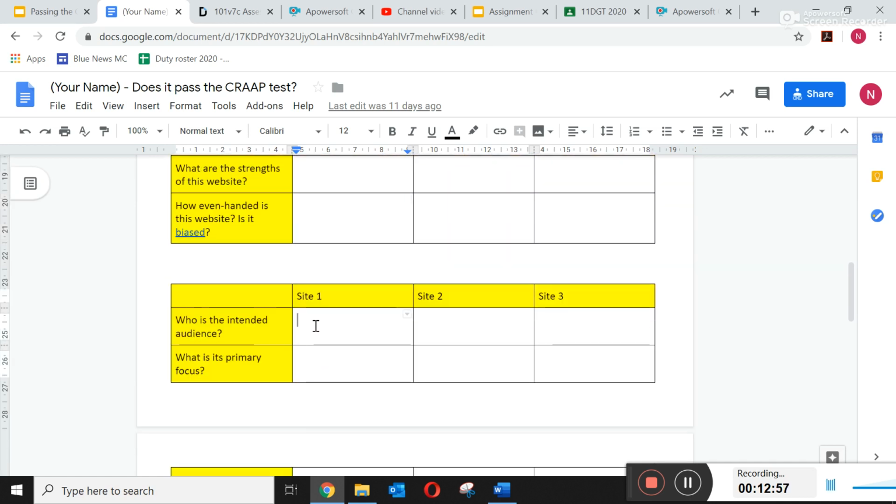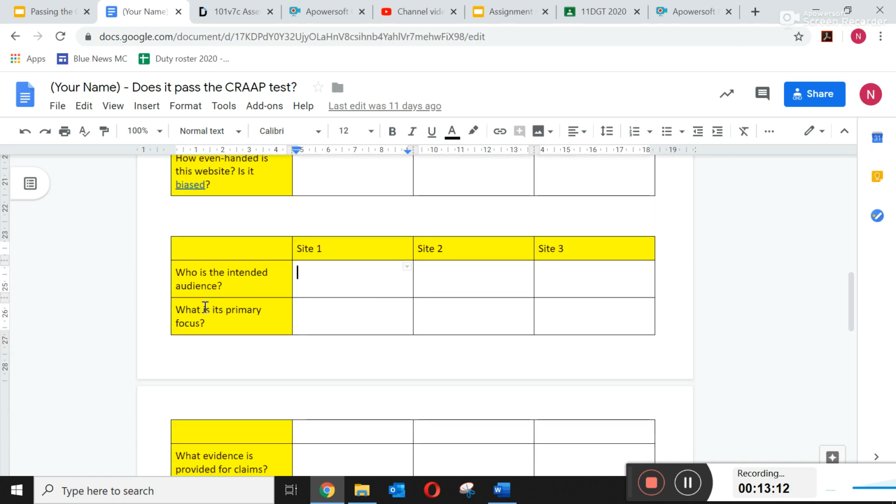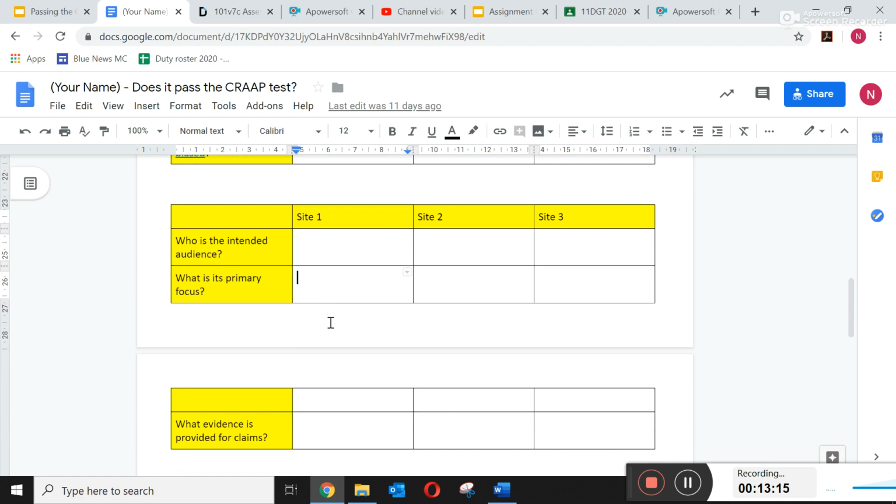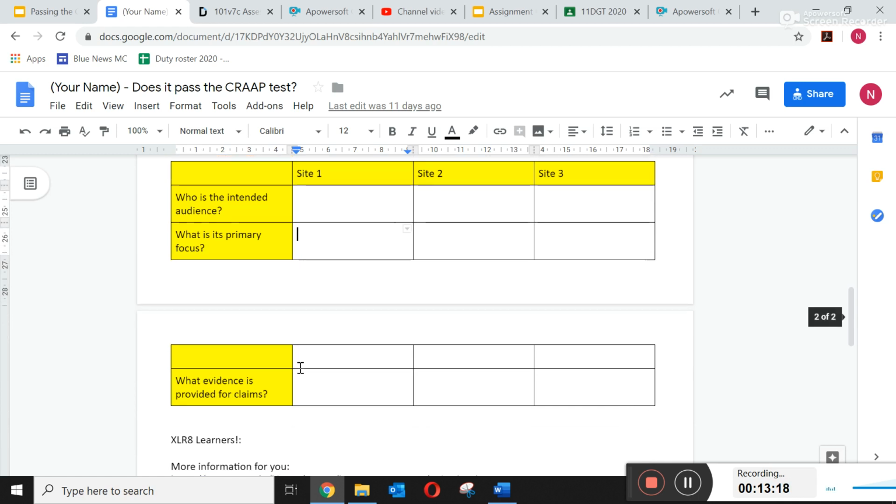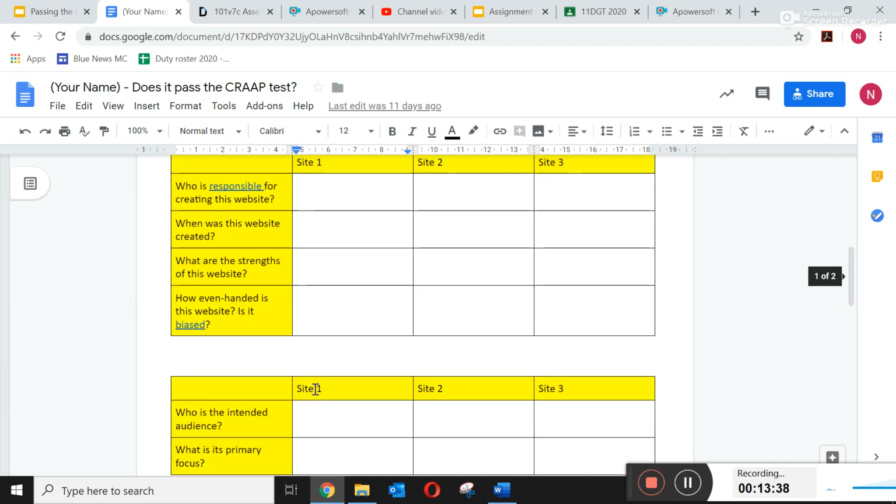Who is the intended audience? Age groups. Is it for 3 to 5 year olds like Dora the Explorer? Is it R16? Is it R18? Is it for people who love technology? Is it for people who love animals? That kind of thing. What is its primary focus? Is it trying to inform you, educate you, entertain you? And what evidence is provided for claims? Did they talk to a professor? What did the professor say? What was their study that they used? If not, what else? What evidence did they have? Do they have a reporter there? They actually saw what was happening. How do they actually back up what they're trying to say in the website?